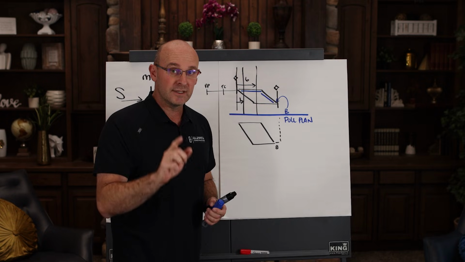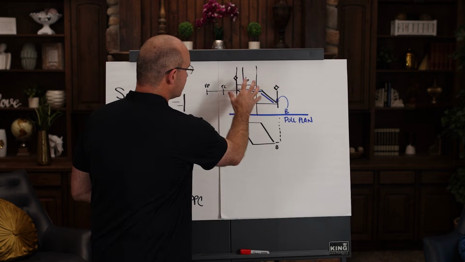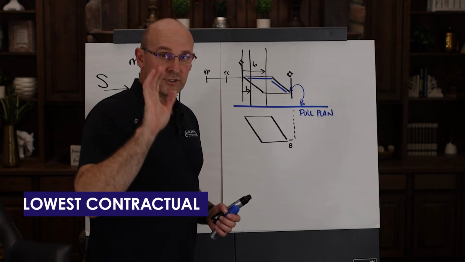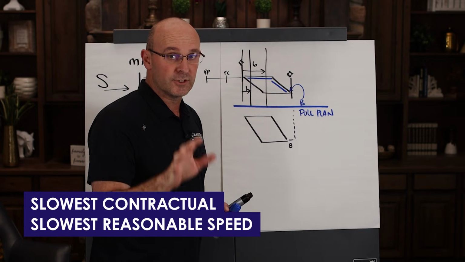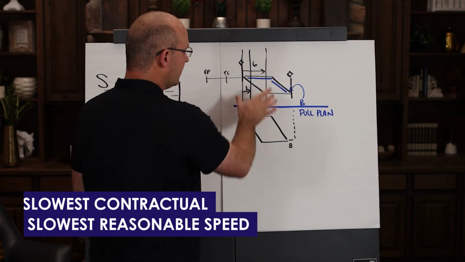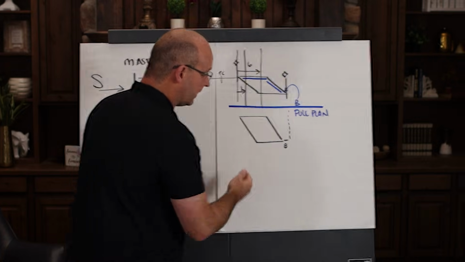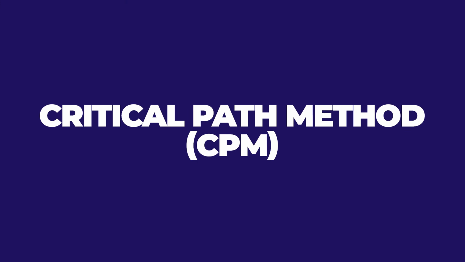If you're implementing the Last Planner System, you must have these phases with takt, knowing that this milestone is your slowest contractual or your slowest reasonable speed, and then later we're going to do a pull plan and we're going to accelerate. And let me actually talk about CPM right now.